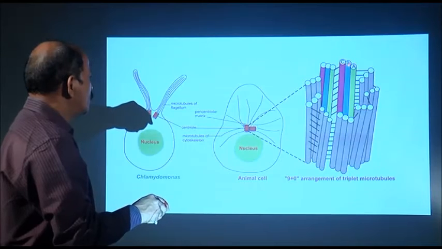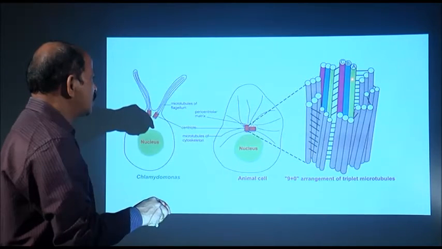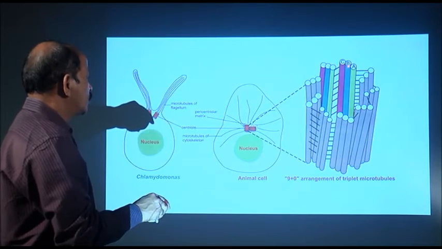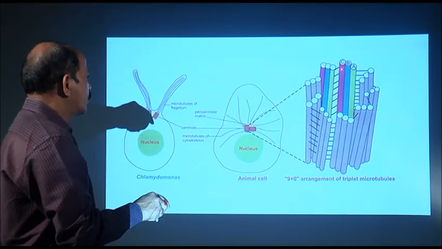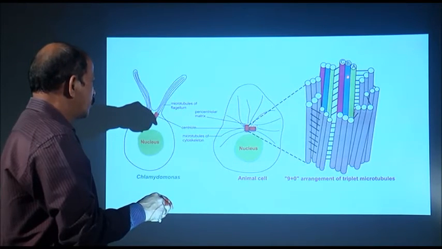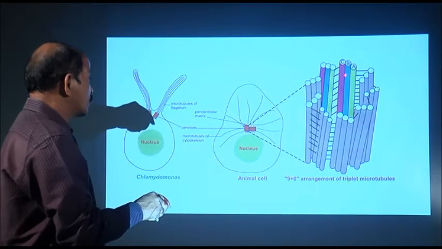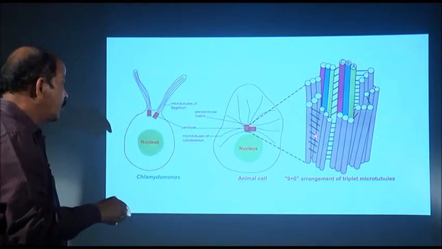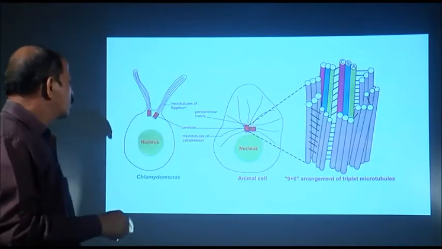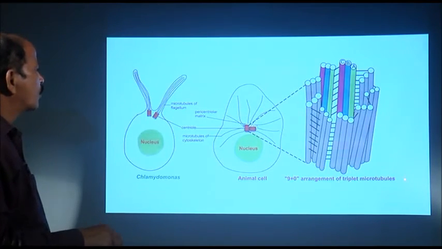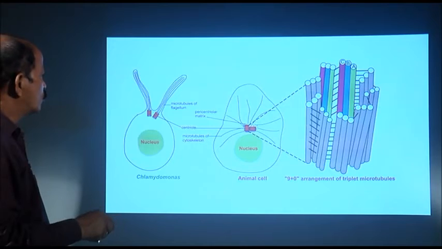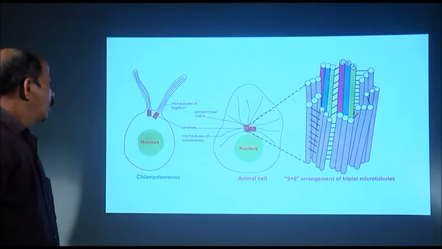These are labeled A, B, C. A is complete, having 13, this is having 11 or 10 protofilaments, this is also 10 or 11 protofilaments, but this one is complete, this is partly complete, okay, incomplete and incomplete, but they constitute a triplet. So, 9 triplets linked by proteins, they give rise to a drum like structure, that is your 9 plus 0 arrangement of triplet of microtubules in a centriole. So, 2 centrioles give rise to a centrosome.